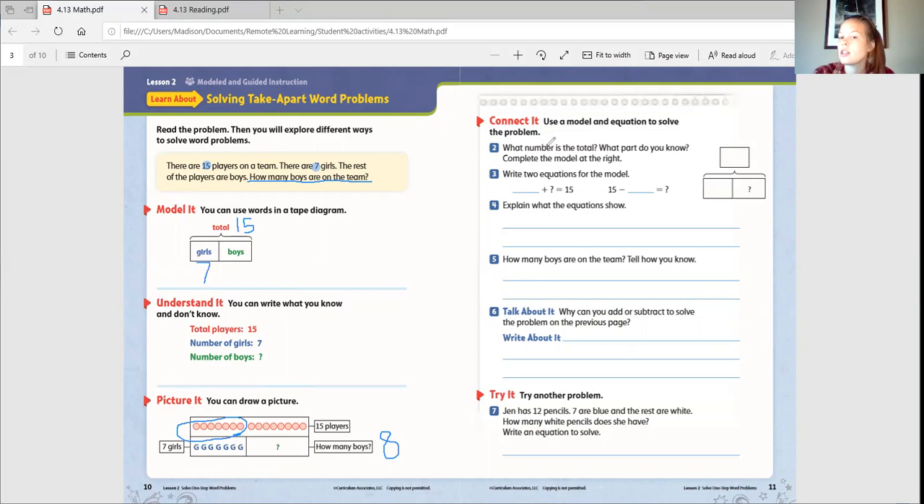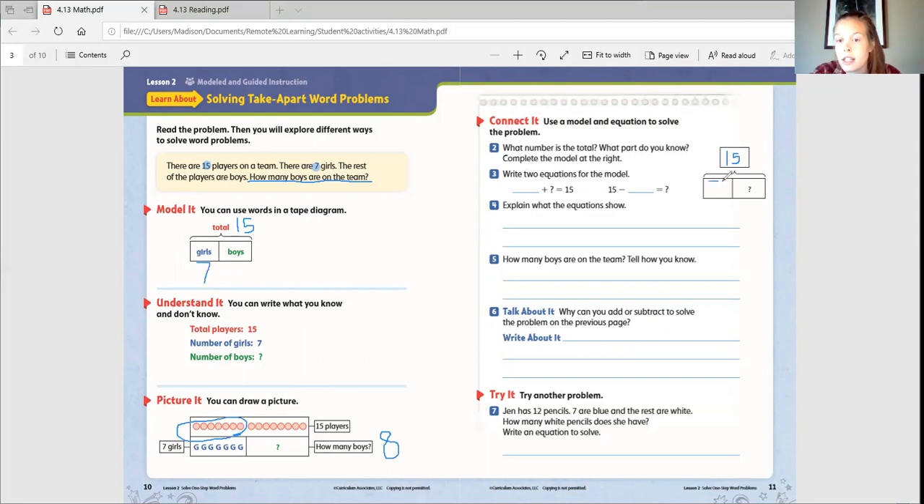Now let's look at the questions and look at our number bond and our equations to help us out as well, because what we draw, we also need to show with an equation. So it says to use a model and equation to solve the problem. So we used our model. Now we're over here with our equations. What number is the total? What part do you know? And complete the model on the right. So our total amount is all of the people on the team, which is 15. And that goes up here because the total goes at the top. The whole is at the top. And then we have our part right here.